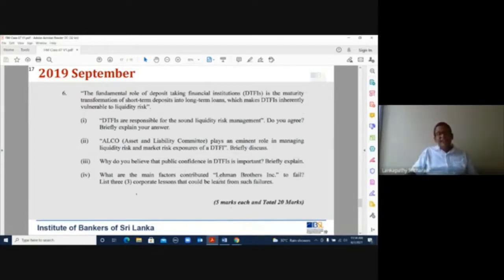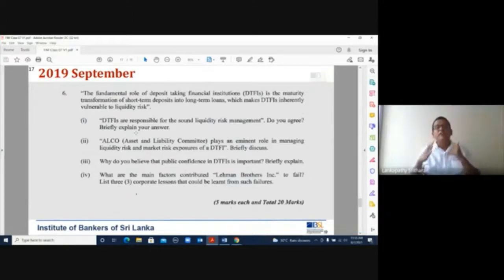The first question is: deposit-taking financial institutions are responsible for sound liquidity risk management. Do you agree? Briefly explain the answer. Agree or not? Agree, because they have to have sound liquidity risk management. And the main funding source for liquidity risk management is deposits. So deposits involve a financing intermediary function and fund receipt, as I explained to you.